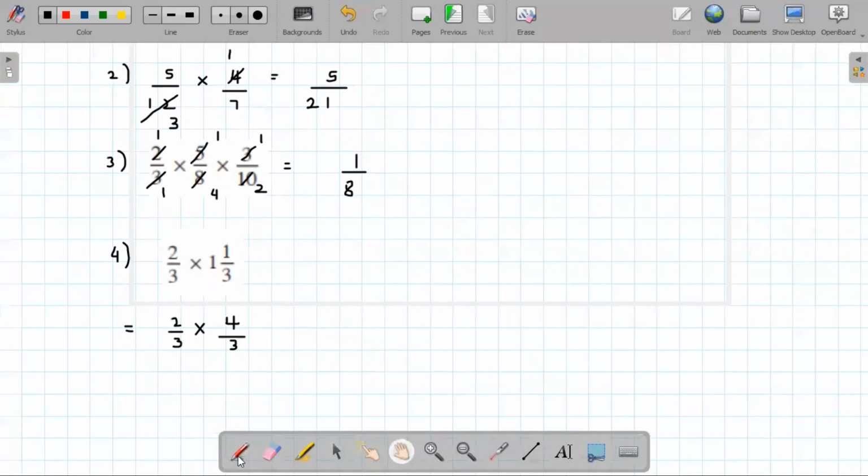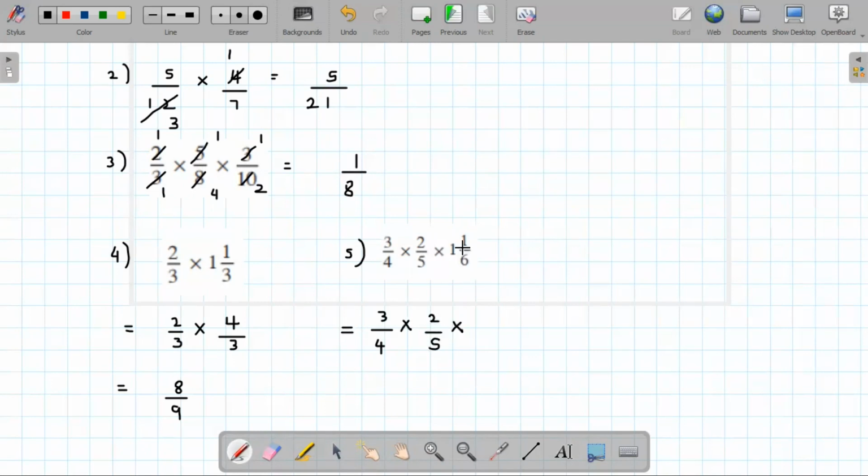As you can see, there are no common factors in these two, and no common factors in these two. So 8 over 9 is the answer. It's very easy. If they had any common factors, you have to cut them in the way that I told you earlier in these 3 examples. Example number 5: 3 over 4 into 2 over 5 into 1 into 6, 6, 6 plus 1, 7, 7 over 6.